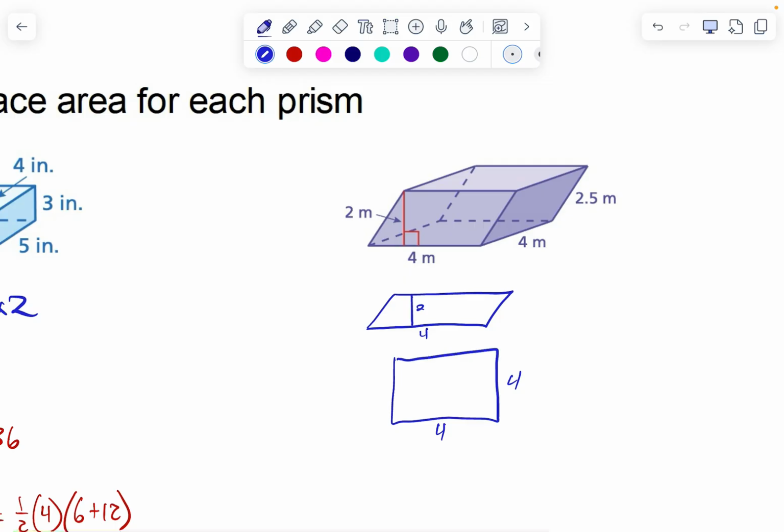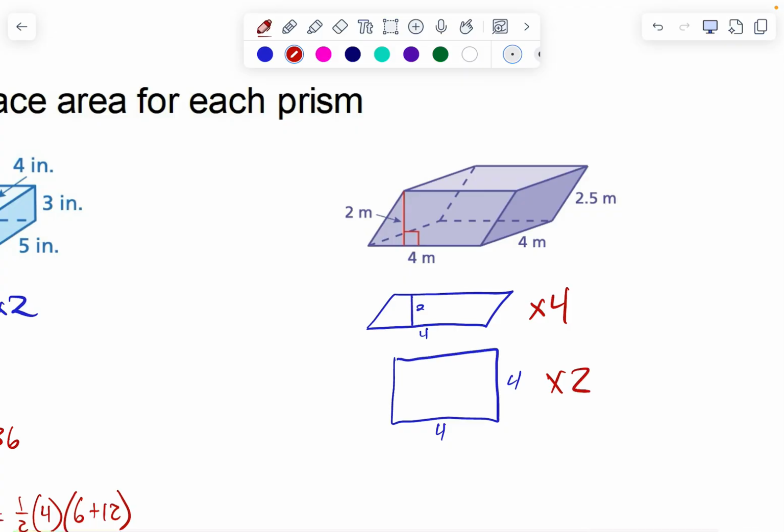Okay, here's what you should have drawn. I didn't write this, but you have 4 of the parallelogram faces. You have 4 of them. And then you have a square on the top and bottom. So times 2 of those.